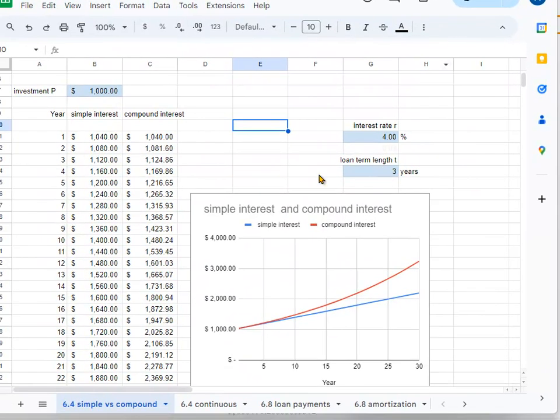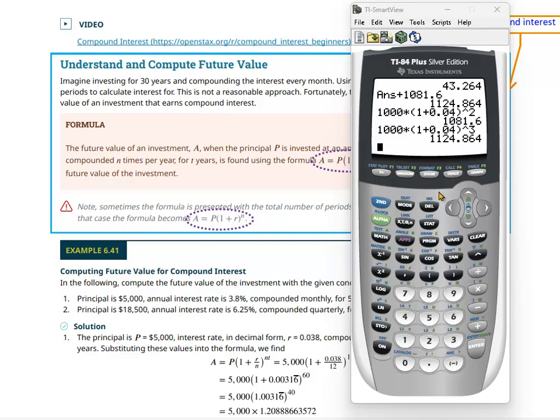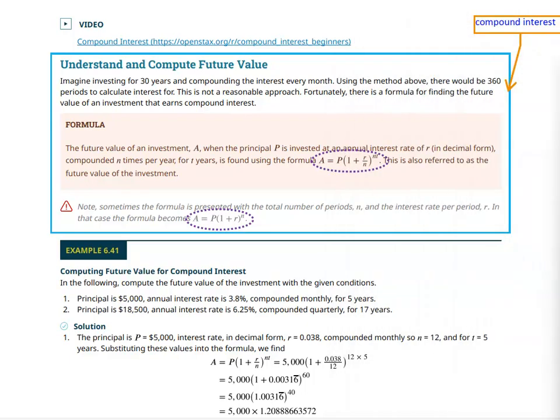For this one here, if it was, for example, 10 years right here, you would expect $1,480.24. So if I do the same formula here to the 10th power, so I keep multiplying this parentheses of 1.04 10 times, and indeed there is the $1,480.24 after 10 years. Yeah, there's a slightly more complicated formula. You see that in here?